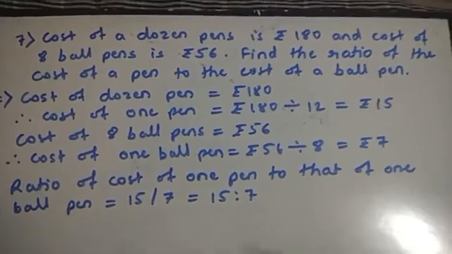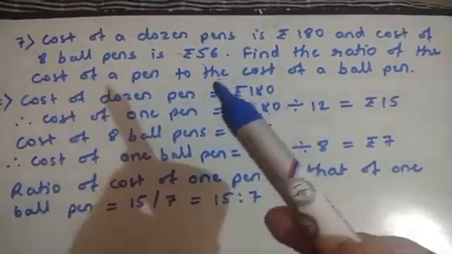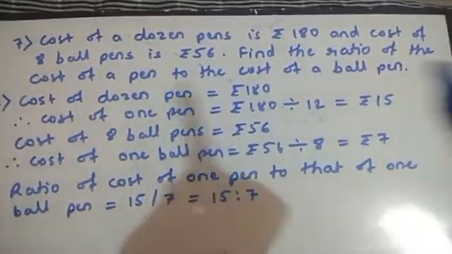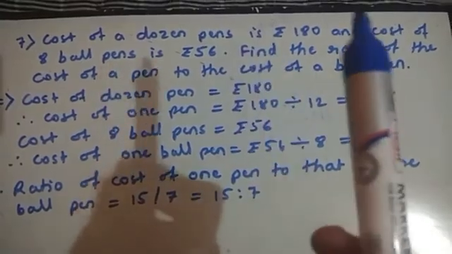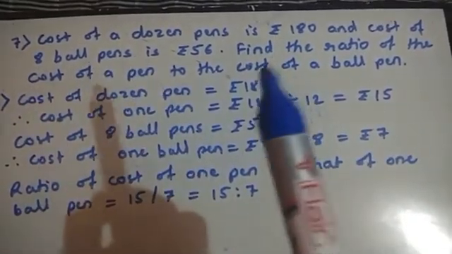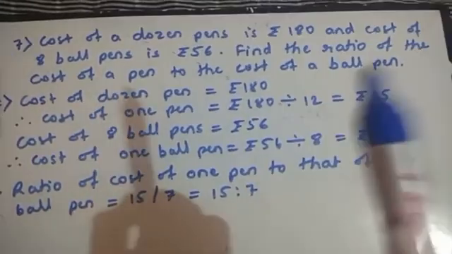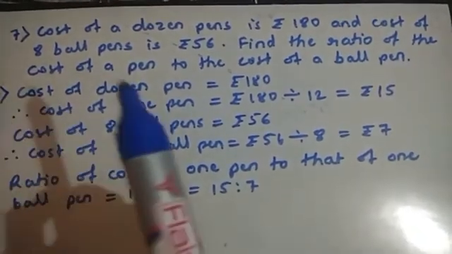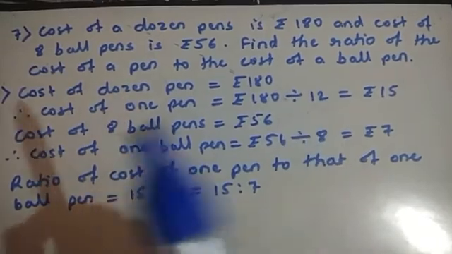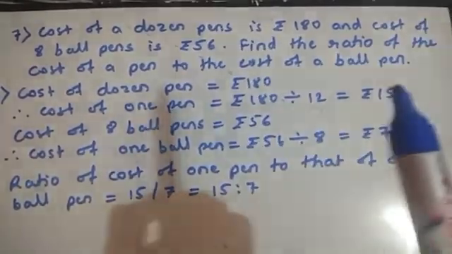Next question is, cost of a dozen pens is ₹180 and cost of 8 ball pens is ₹56. Find the ratio of the cost of a pen to the cost of a ball pen. Now here cost of a dozen pens is given as well as cost of 8 ball pens is given, and they are asking to find the ratio of a pen and a ball pen. Therefore we know that cost of a dozen pens means what? Cost of 12 pens, that is ₹180. Therefore cost of 1 pen is equal to ₹180 divided by 12, that is ₹15.